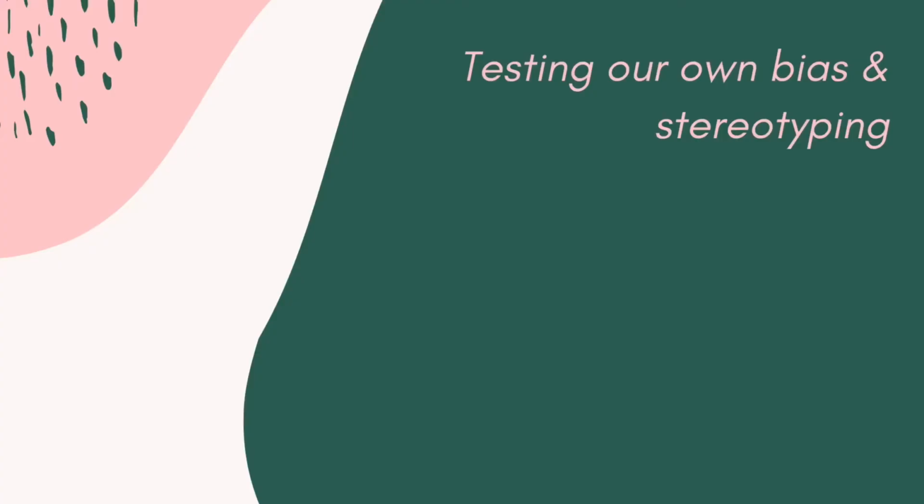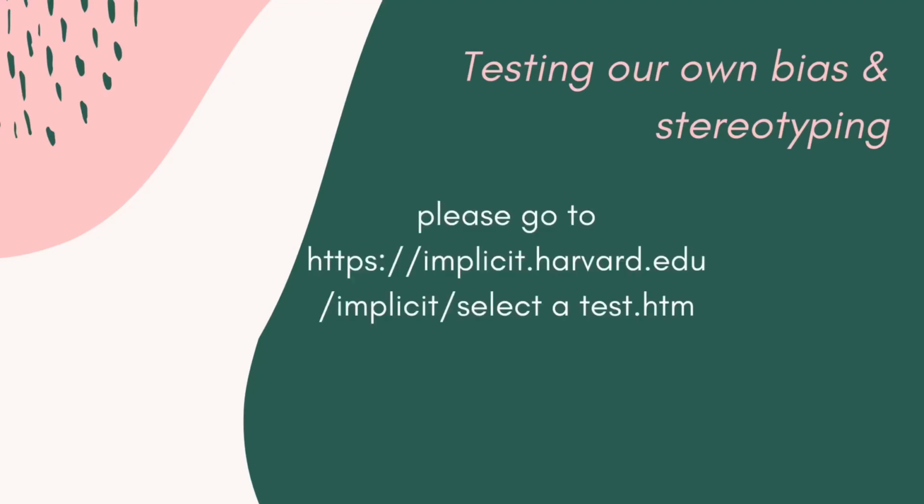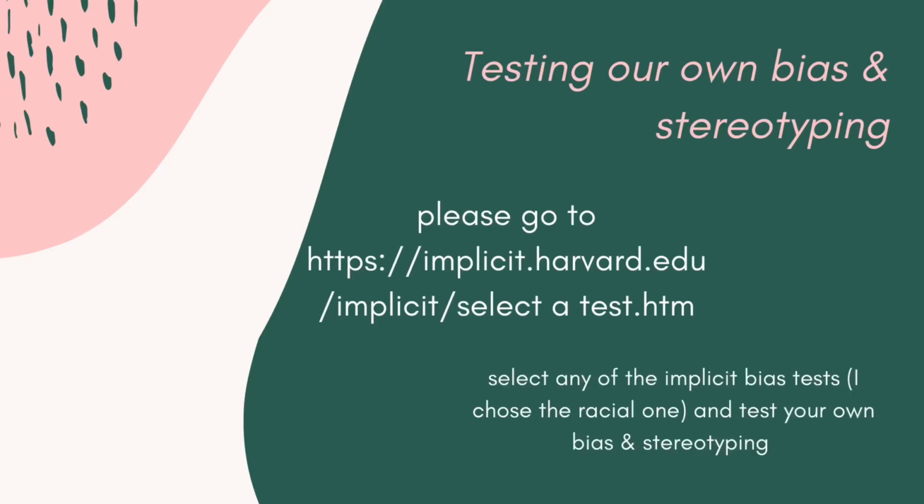Okay, so now I'm going to have us all test our own bias and stereotyping. So if you could just go to the link below and then select any of the implicit bias tests. I chose the racial bias one. You can then take the test and it will show you where you have any inherent biases. And this was really interesting for me personally because there were things that came up for me that I did not realize I had bias on. So it's a really informative test.